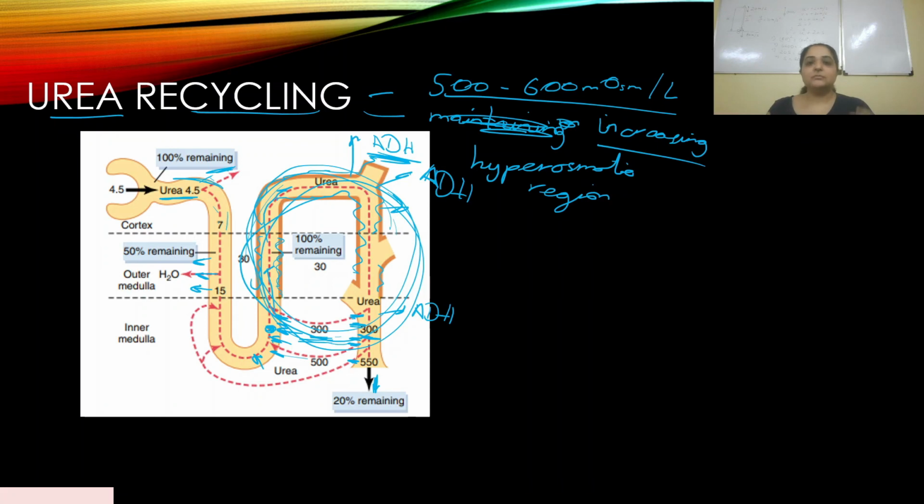That is all. Urea recycling, simple. Urea recycling is just to add on to that hyperosmolarity region. It contributes about 500 to 600 milliosmoles per liter, so it's a very big portion. Obviously not all the urea is recycled out, right? So 20% to 50% does get excreted from the filtered load, and the rest gets recycled in the nephrons. So at the end of the day, what you get is a concentrated urine.